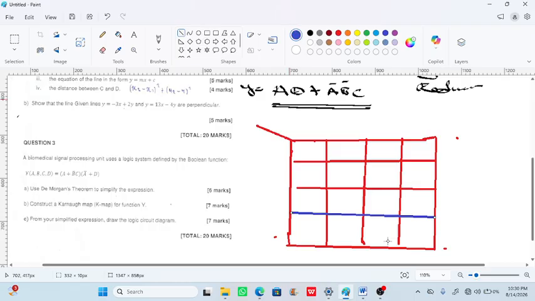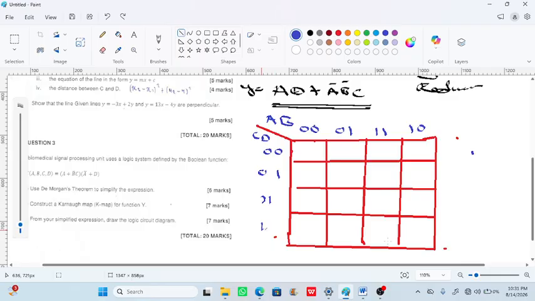I'll use red here. So this one becomes our A, and we have A, B, C, D. The A B labels are 0 0, 0 1, 1 1, and 1 0. The same applies to C D: we have 0 0 here, 0 1, 1 1, and 1 0.